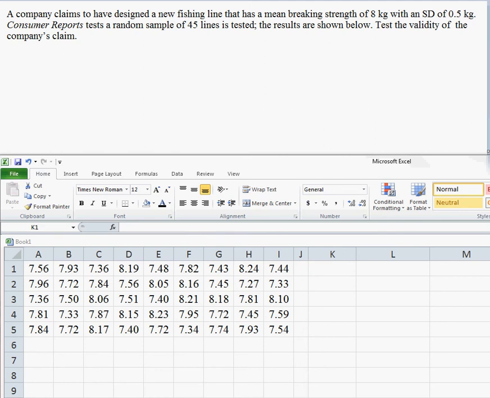Let's now continue our review of the z-test with this problem concerning fishing line and the breaking strength. The company claims a fishing line has a breaking strength of 8 kilograms with a standard deviation of a half kilogram. Consumer Reports tests 45 of these things. Let's see if the company's claim is indeed accurate.